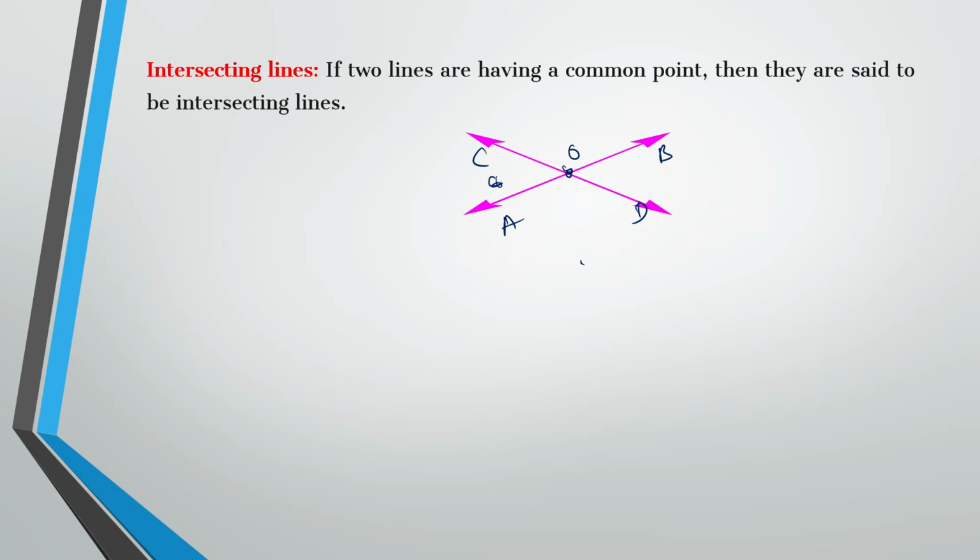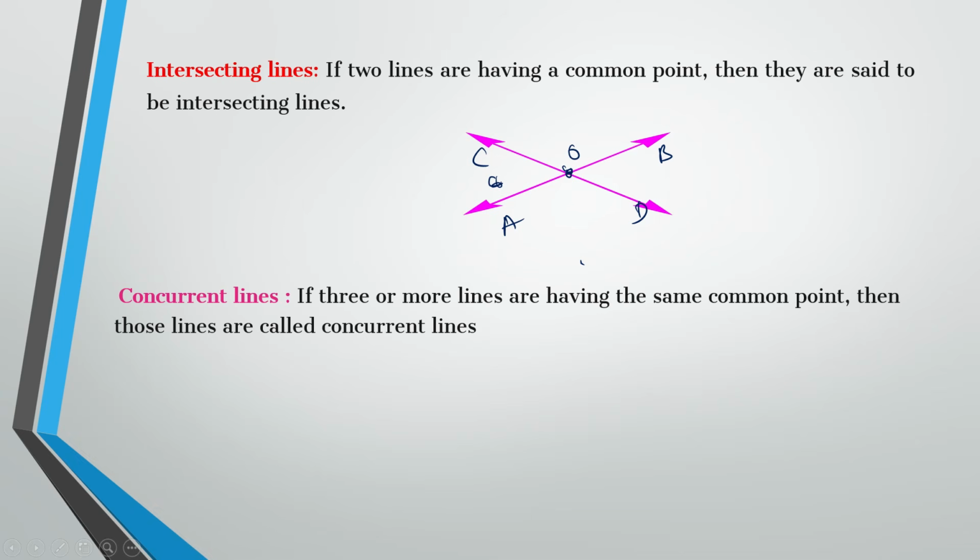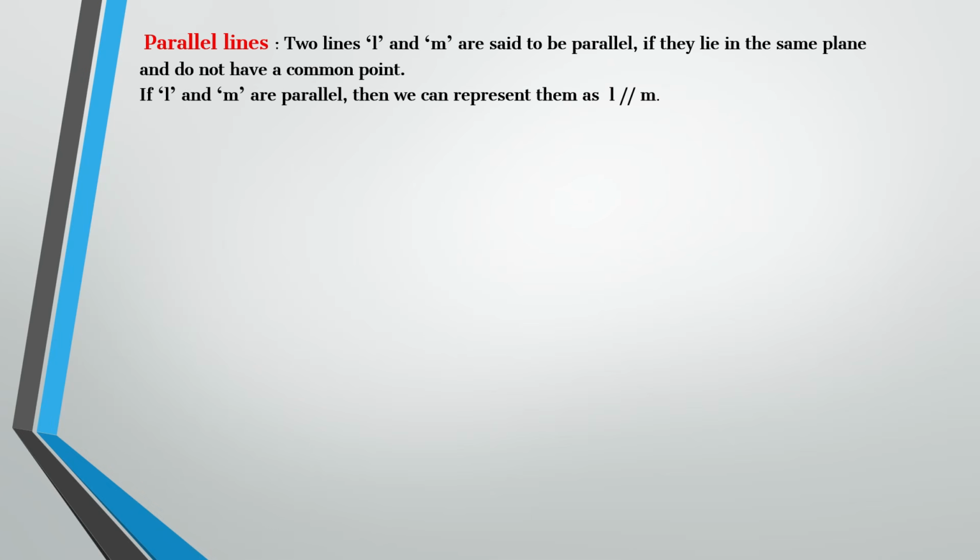Okay. Nice. Concurrent lines. Concurrent lines means what? If three or more lines have the same common point, then those lines are called concurrent lines. Let us see this example. You can see that three lines are there: AB line, CD line and DE line. These all lines have one point in common. In such cases, these three lines are said to be concurrent lines. Okay, is it clear? Next concept: parallel lines.